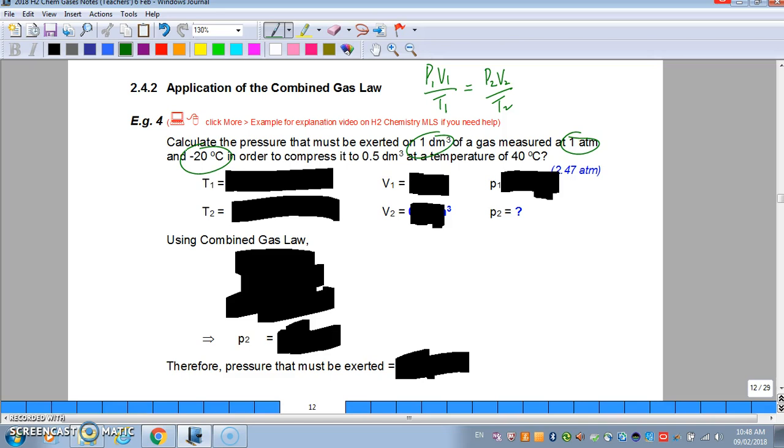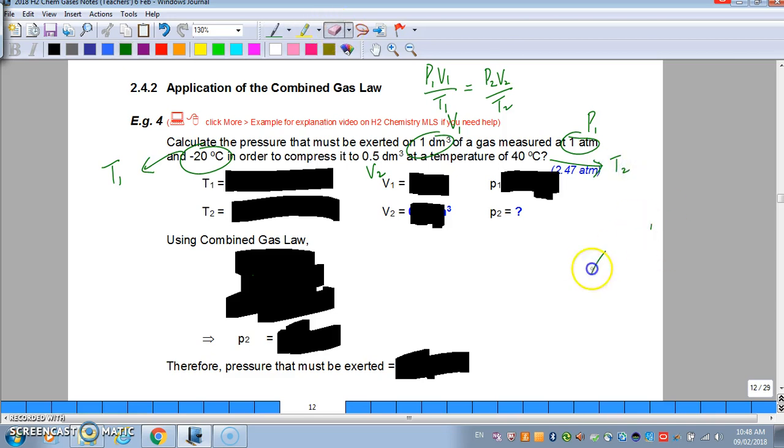Now, let's quickly identify what P1, V1, T1 are, and what the rest of the variables are. The 1 dm cube of gas is the initial volume of the gas, measured at 1 atm, so this is P1, at negative 20 degrees Celsius, so this is T1. Then it is compressed to a new volume, 0.5 dm cube, at a new pressure and 40 degrees Celsius, so this one will be T2.